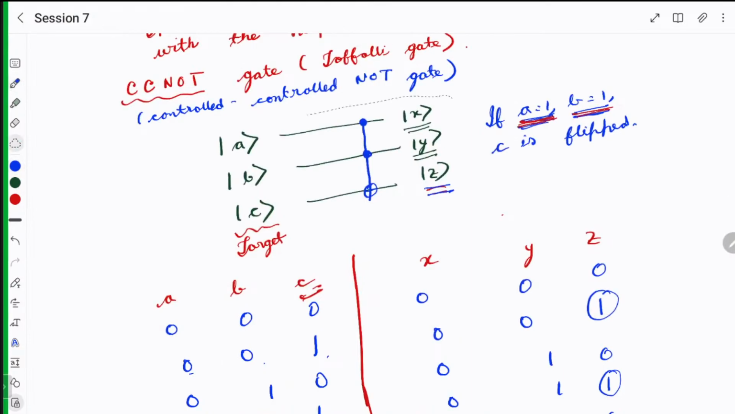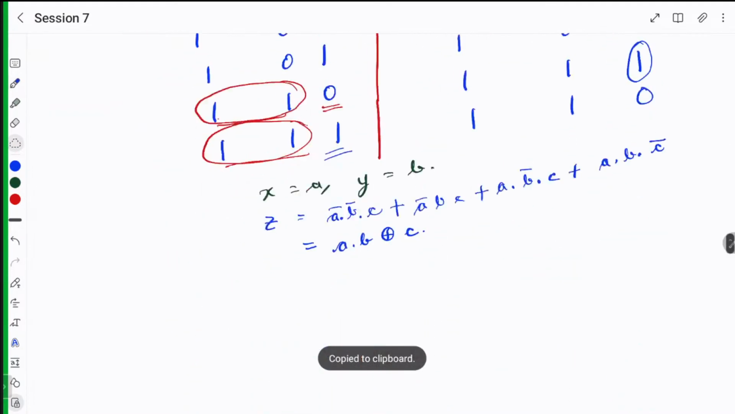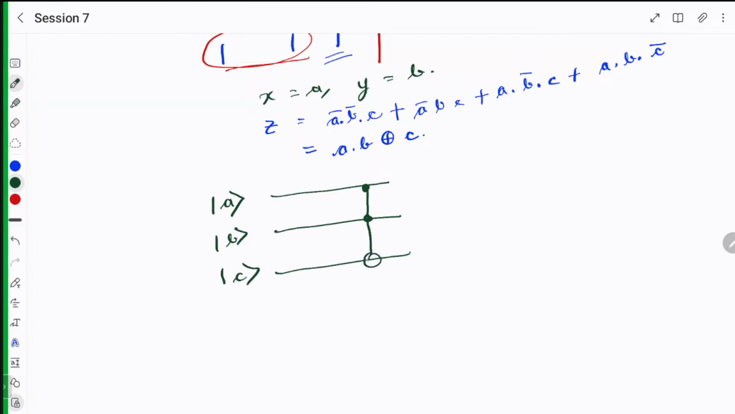Or in other words, we can just write this as inputs A, B, C, and you apply the controlled-controlled NOT, and this remains unchanged, this remains unchanged, and here you would get (A and B) XOR C. Okay, so this is how the Toffoli gate works.